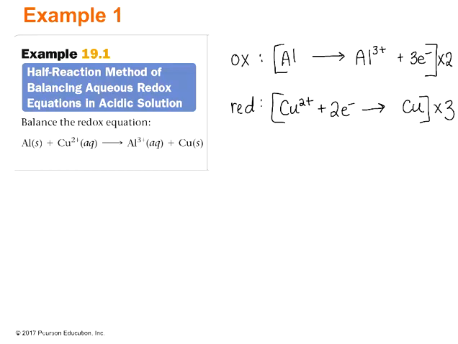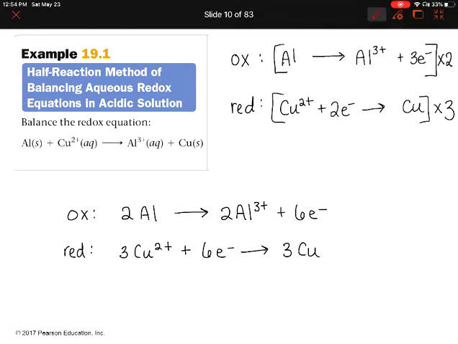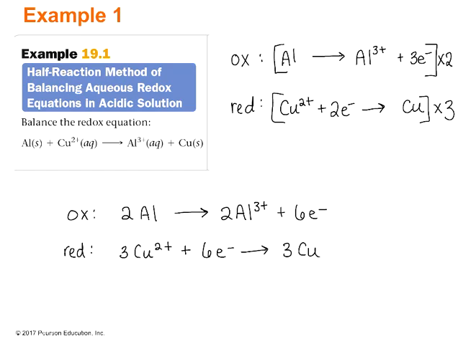All right, so let's rewrite those reactions down below and we'll multiply them by their respective factors. So for the oxidation reaction, now we have 2 aluminum going to 2 aluminum ions plus 6 electrons. And then for the reduction half reaction, now we have 3 copper ions plus 6 electrons, and then that's becoming 3 coppers. Okay, so now we can cancel electrons on both sides of the arrow.